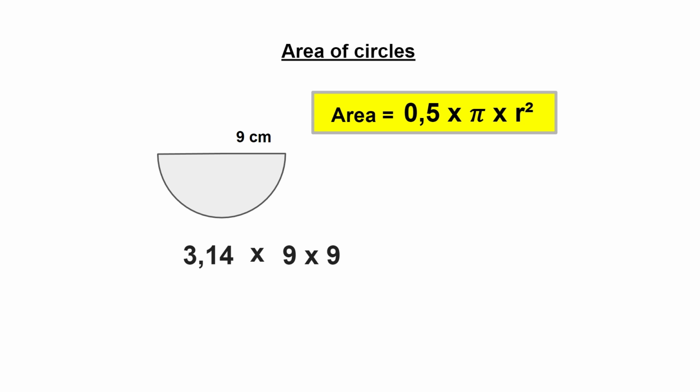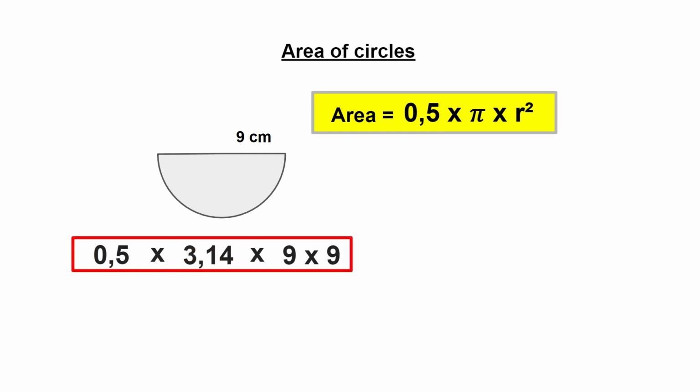Now, since we're calculating the area of half a circle, let's make some changes to our formula so that we get the correct area. Since this is half a circle, we can calculate half of the area by multiplying the area of the circle by 0.5. And 0.5 multiplied by 3.14 multiplied by 9 multiplied by 9 equals 127.17 centimeters squared, which is the area of the half circle.